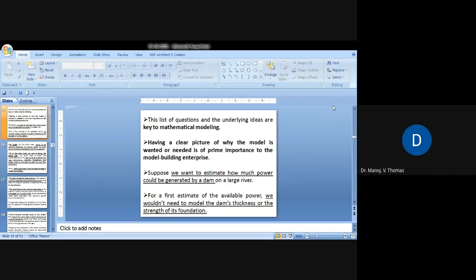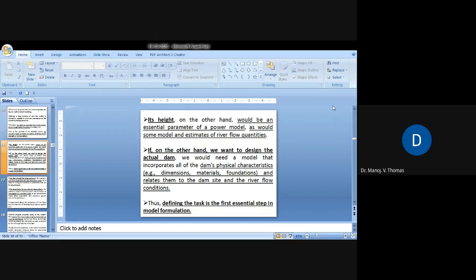So we are interested only in height and the related parameters, not on thickness and the strength of the foundation. But if, on the other hand, you consider a second scenario where we want to design an actual dam, now we want to construct a new dam. There, we would need a model that incorporates all physical characteristics of the dam.